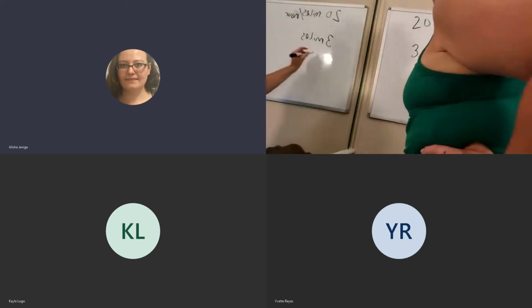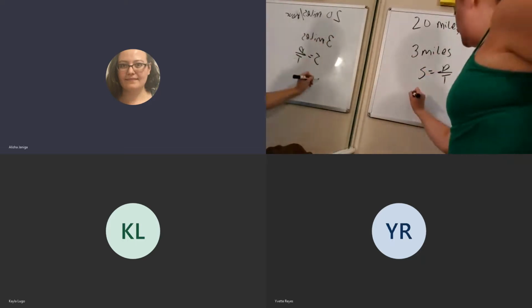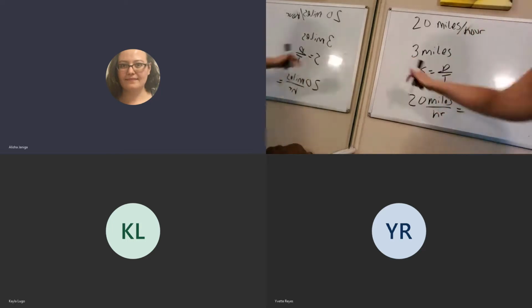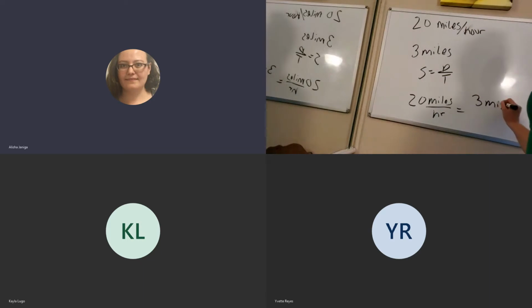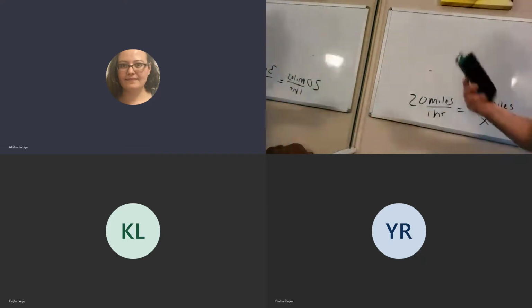And here's our formula. Speed is distance over time. So we have speed. We're going 20 miles per hour. We're going to go 3 miles. And we have X amount of hours that we don't know how long it's going to take. And we can put a 1 here if you want to. So now there's 2 ways we can think about doing this. There's the long algebra way and there's the short algebra way.